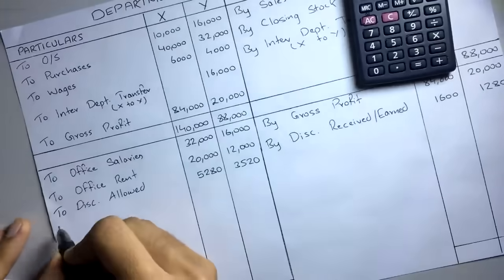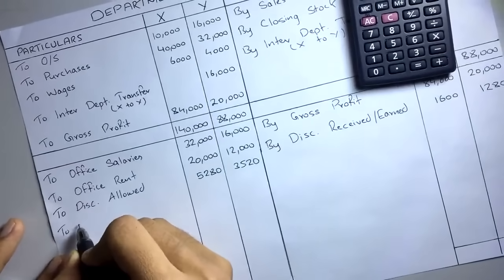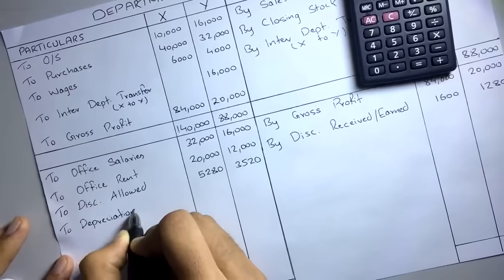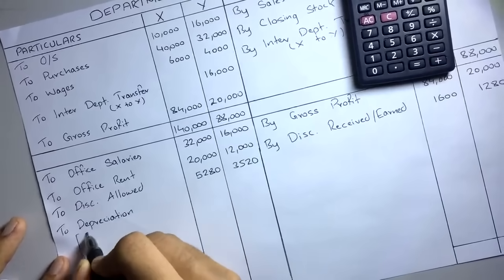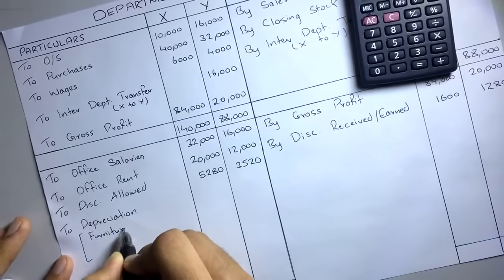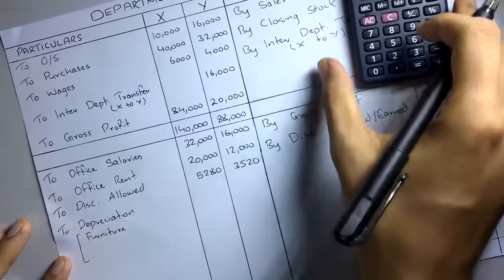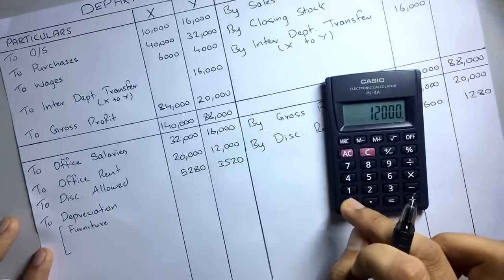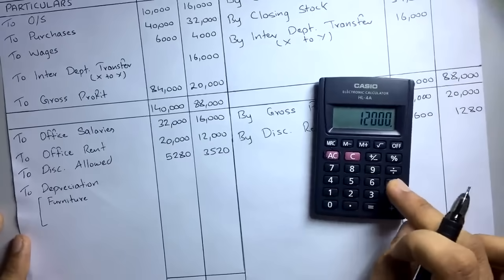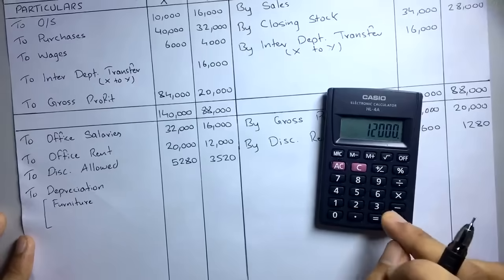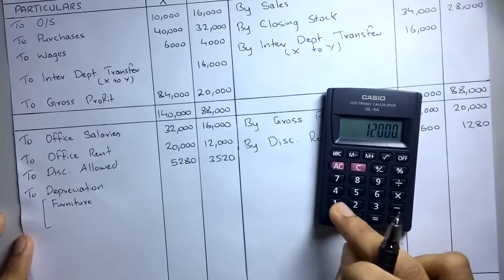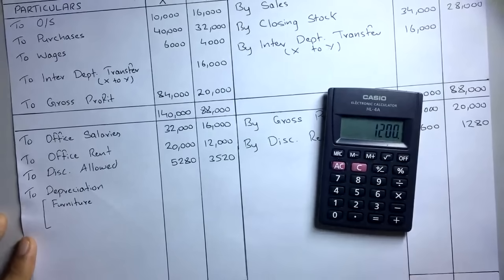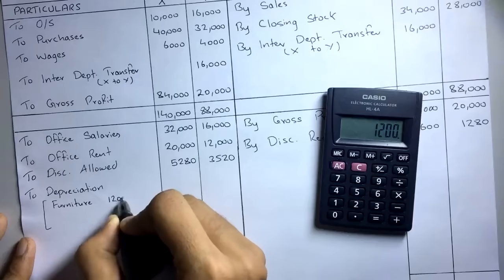Now the depreciation will be debited in the P&L account as depreciation. In the bracket you have to write, first, furniture. They said furniture worth 12,000. You will take 12,000 into 10%, so that is equal to 1,200. So furniture is 10%, 1,200.